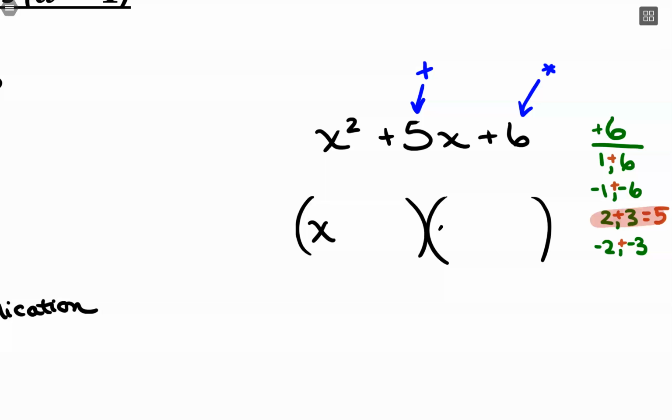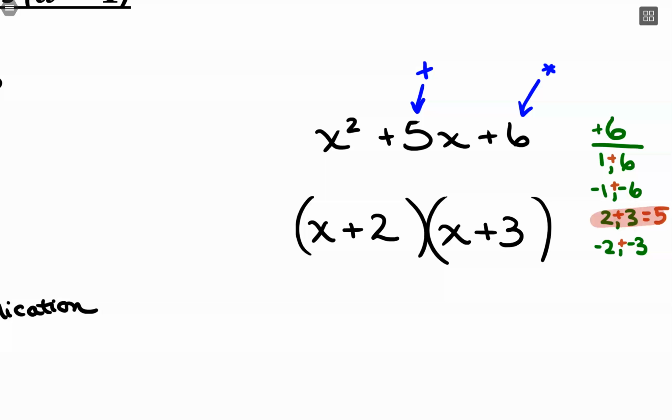So we're just going to have x and x. But then looking over here, these values will fill in the blank for what goes here. So it's a positive 2, so that'll give us plus 2, and a positive 3, which will give us positive 3.